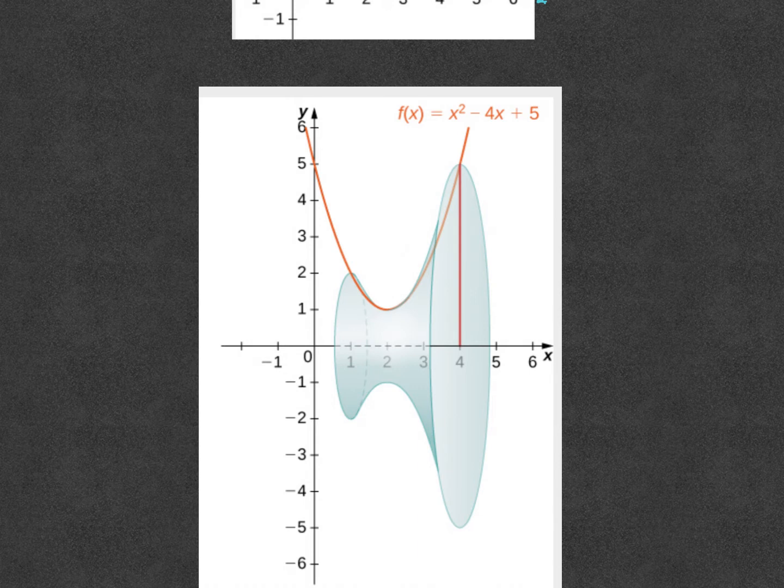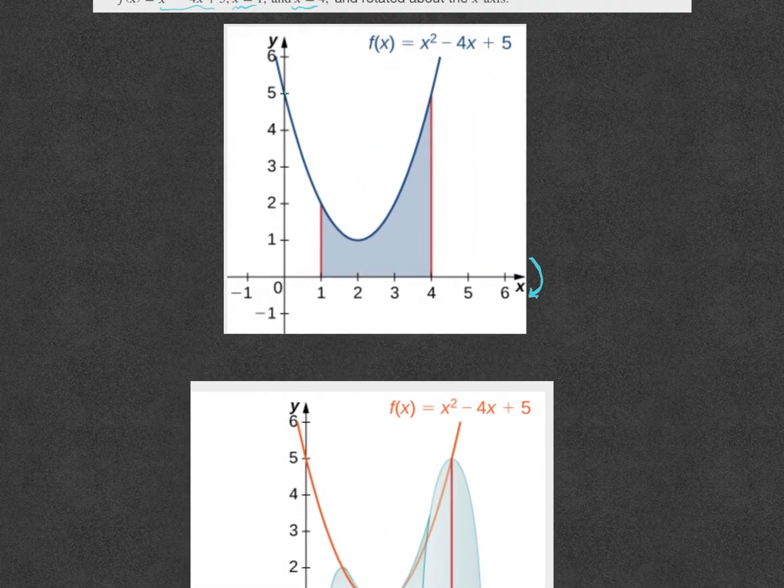Now I'm going to go back and forth for just a moment here. In our two-dimensional region, we want to draw that rectangle in, because understanding that rectangle is where our formula for the integral comes from. If I were just finding the area of the region, it would be the integral from 1 to 4 of our function f of x dx. That's what we have done previously.